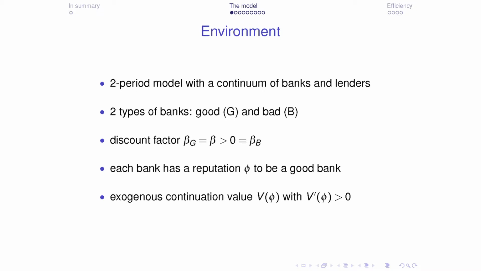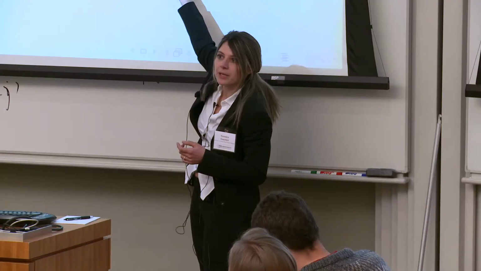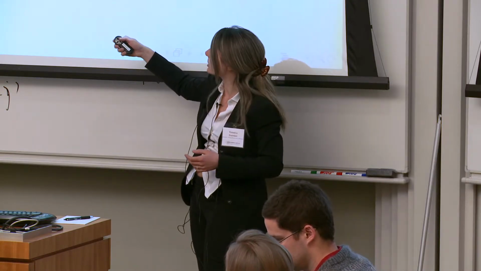Phi is going to be the reputation of a bank, the probability that a bank is good. And V of phi is going to be an exogenous continuation value that a bank gets in the second period if it has reputation phi. And V is increasing in phi, so the higher the reputation, the higher the continuation value. This can stand for many things that are outside the model, and this is a nice, simple way of capturing this. So when we want to think about the fragility part, this V is going to depend on the aggregate shock as well. If there is a bad shock, then for a given phi, the value of reputation is going to be lower. This is the way in which the model captures it.